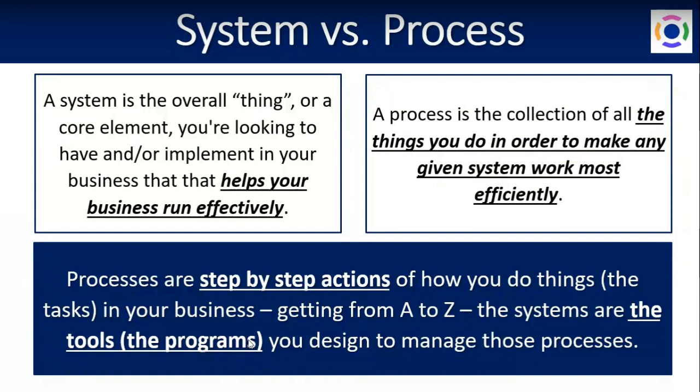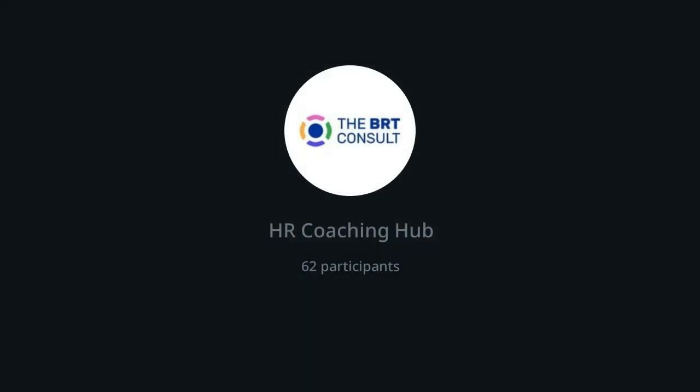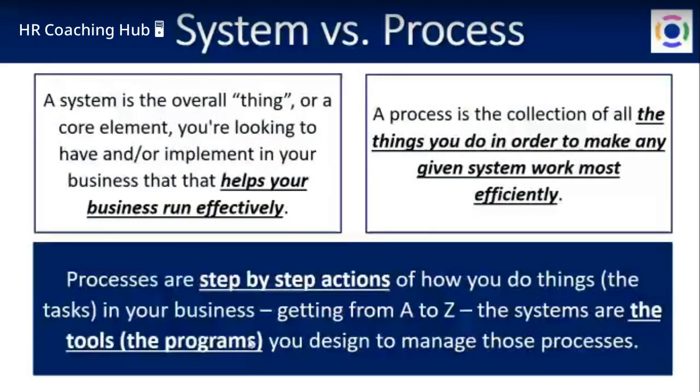That's a system. A process, on the other hand, is the collection of all the things you do in order to make any given system work most efficiently. So you see that the system itself talks about effectiveness, while the process talks about efficiency. Please pay attention to it. A system focuses on effectiveness. A process focuses on efficiency. Now, effectiveness, you know, you talk about doing the right things and doing things right.